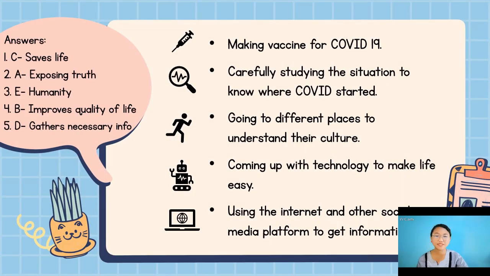Here's our answers key. Number 1, letter C, saves lives. Number 2, letter A, exposing truth. Number 3, letter E, humanity. Number 4, letter B, improves quality of life. And number 5, letter D, gathers necessary info. That's it. Did you get it all correct? Good job!